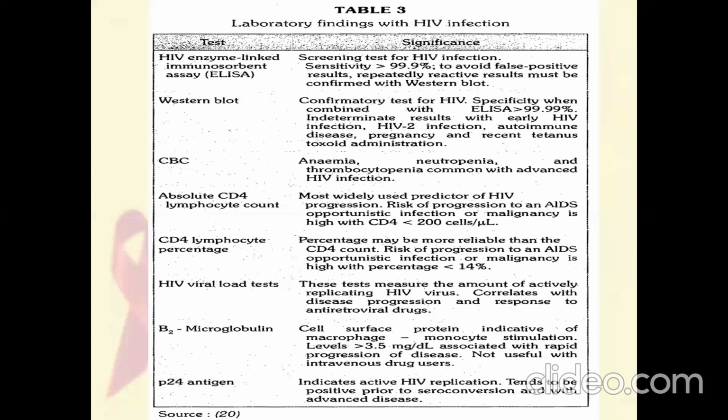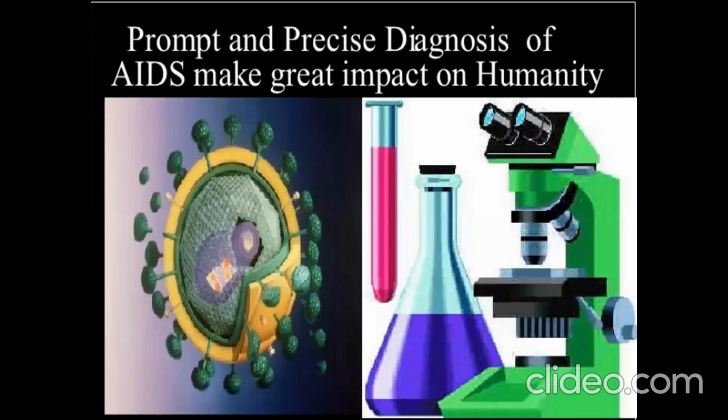So these are the important tests which are done in HIV. First one is ELISA, second Western blot, CBC, absolute CD4 lymphocyte count, CD4 lymphocyte percentage, HIV viral load test, beta-2 microglobulin, and P24 antigen. Prompt and precise diagnosis of AIDS makes a great impact on humanity.